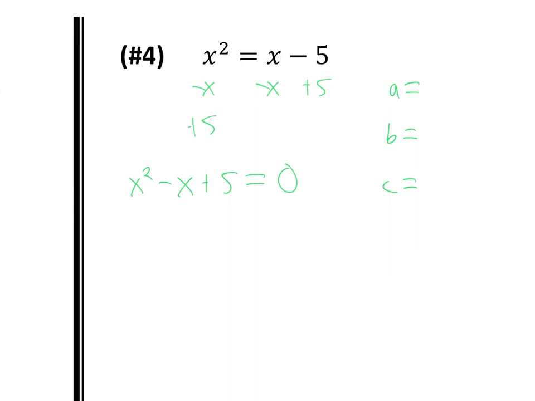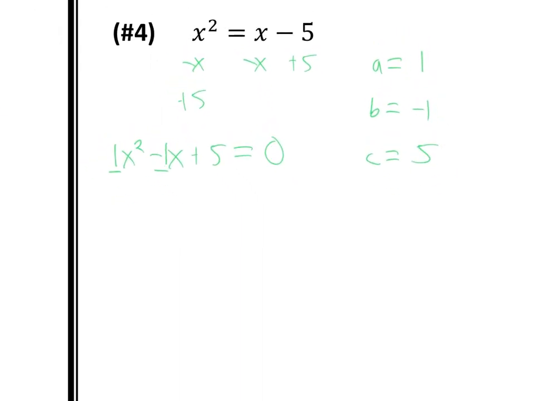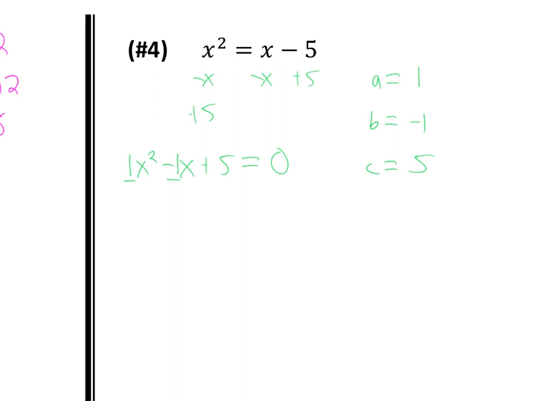Well, a, what's in front of the x squared? Well, there's actually a 1 there. It's going to be a equals 1. In front of the negative x is a negative 1. And then our c is going to be 5. So if you have just x squared or just x, there's a 1 there, okay? So now we're going to plug in.